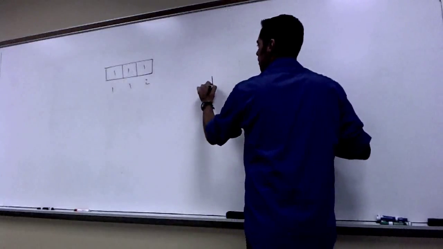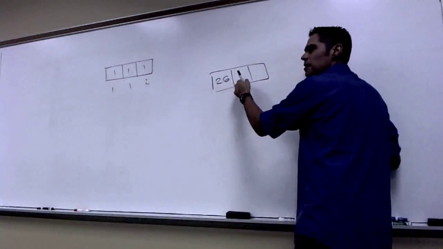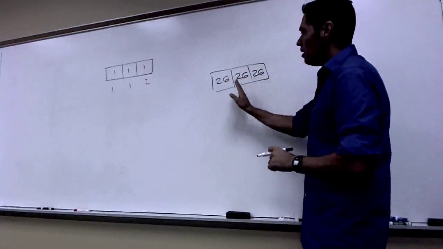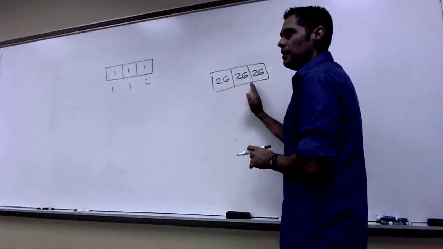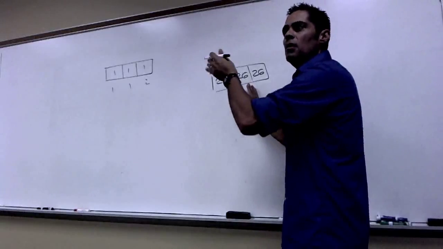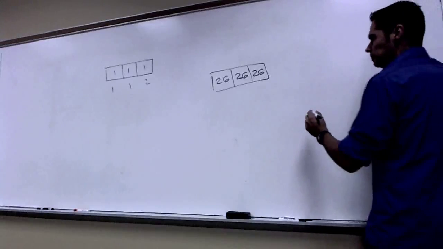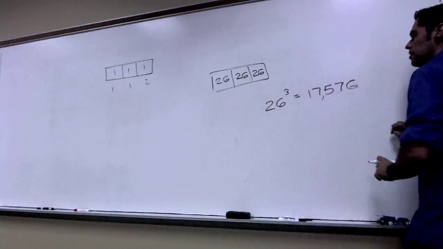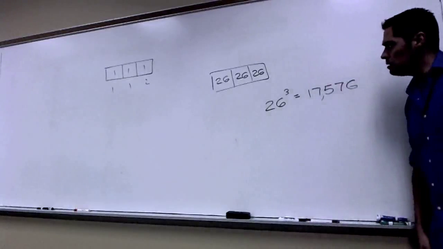But if you look at it with the same approach we just had, how many different ways can that first one be set? 26. How many different ways can this one be set? 26 again. And then 26. And the reason why these all stay 26 is because the value of the first dial does not impact the value of the next one, right? You could have 999. That could be one of the settings. So what's 26 cubed? 17,576. So there are 17,576 ways you can set that combination lock.